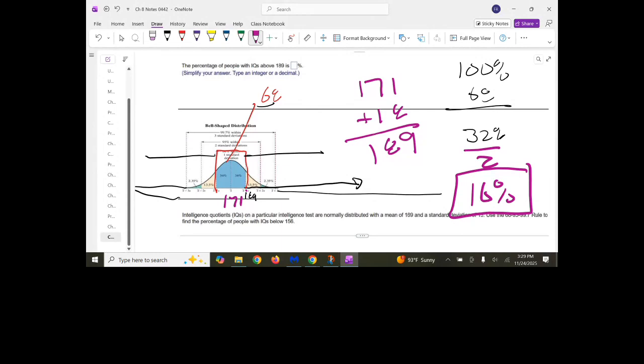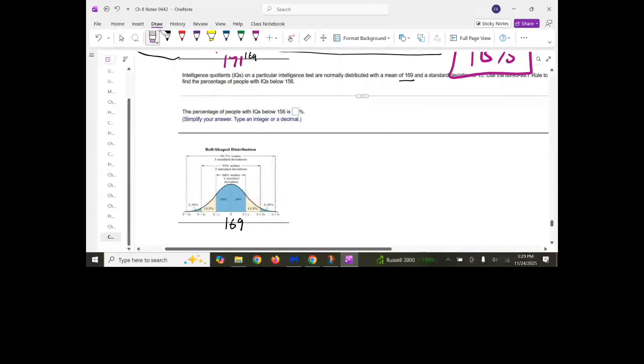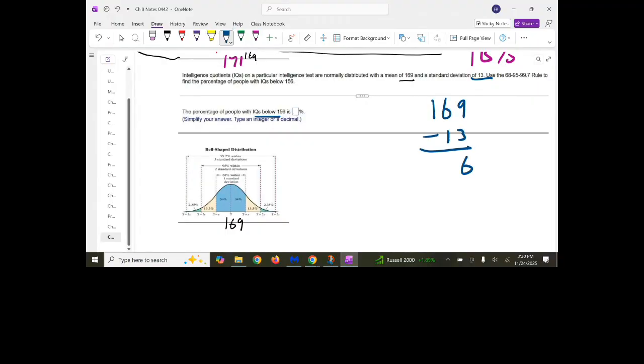All right, let's try another one. Now on this IQ test, the score was 169, so I'm going to put that right there. My standard deviation in this problem was 13. We want to know what is the percentage of people who have an IQ below 156. So we're going to take our average, which is 169. We're going to subtract 13. That's 6, that's 5, that's 1. So again, y'all, right here, 156.